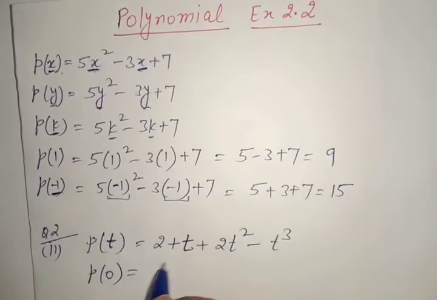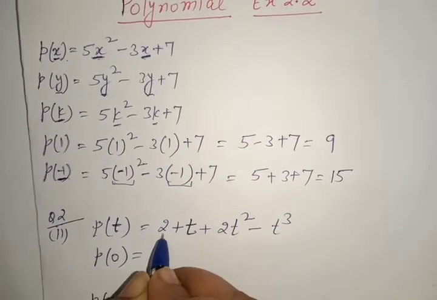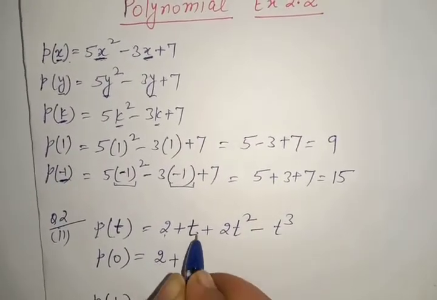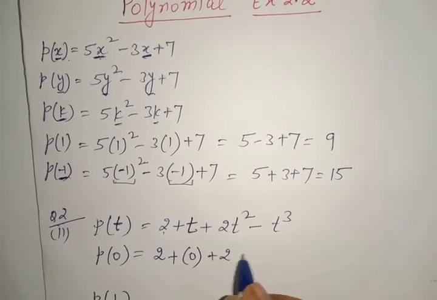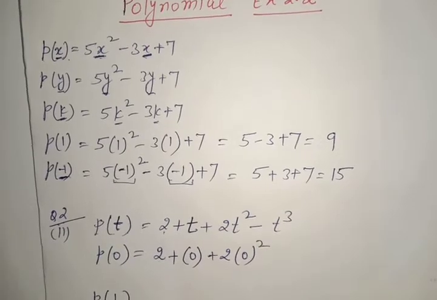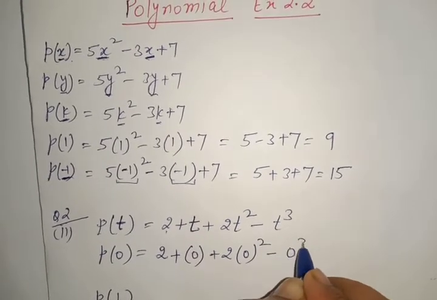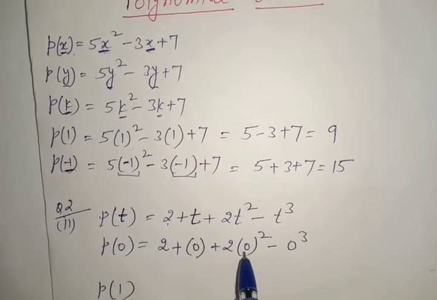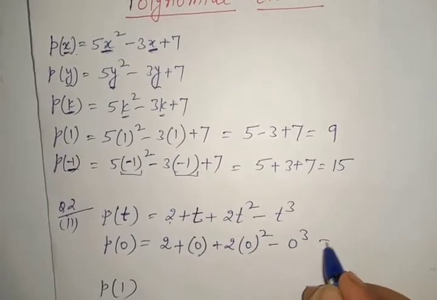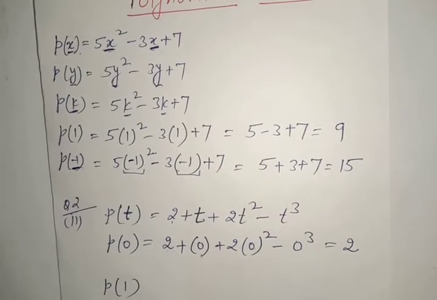So p0 means in place of t, this 2 as it is, plus sign as it is. In place of t, what should we write? 0. 2 as it is. In place of this t, what do we write? 0 square and then 0 cube. I hope it is clear to you. This is 0. 2 multiplied by 0 is 0. This is 0. So final answer of this is 2.